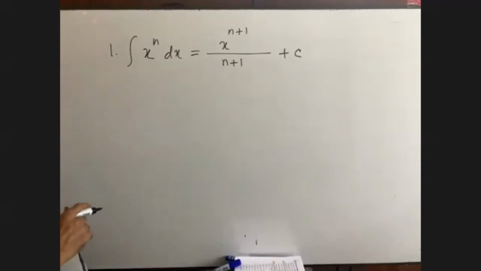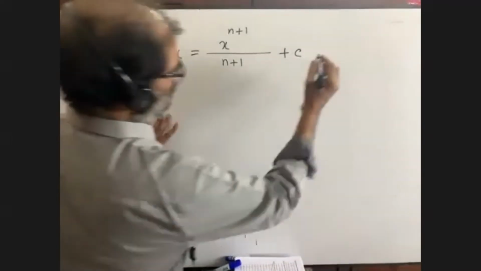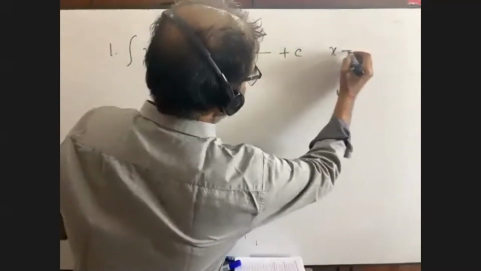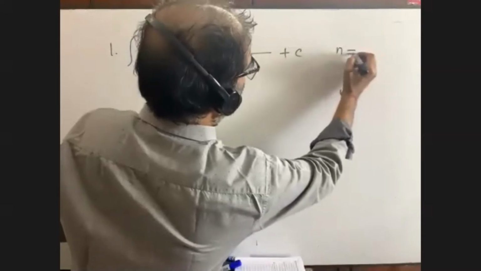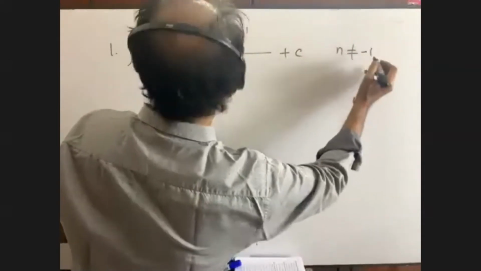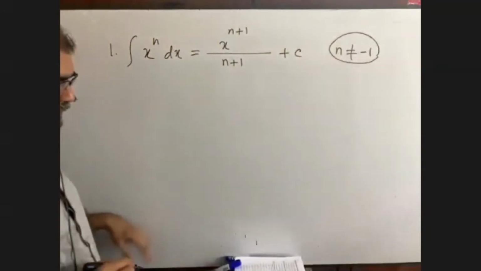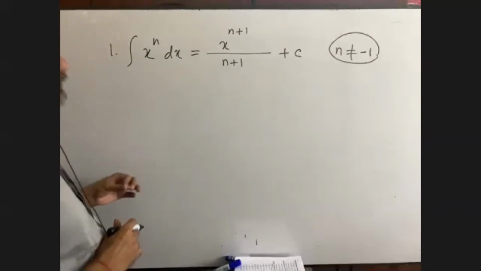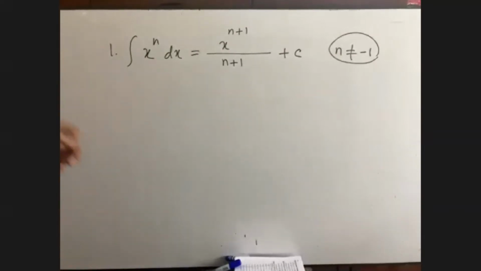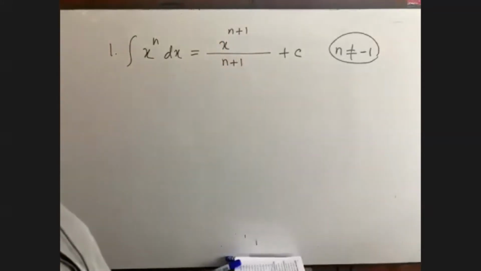What is the condition here? n is not equal to minus 1. It is a condition. All of you are required to know this fact that n is never minus 1. If n equals minus 1, then we will get it undefined.